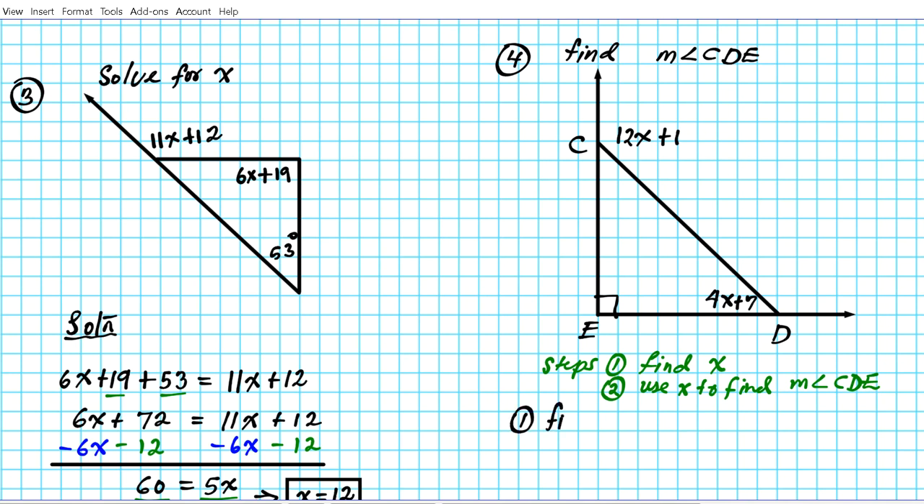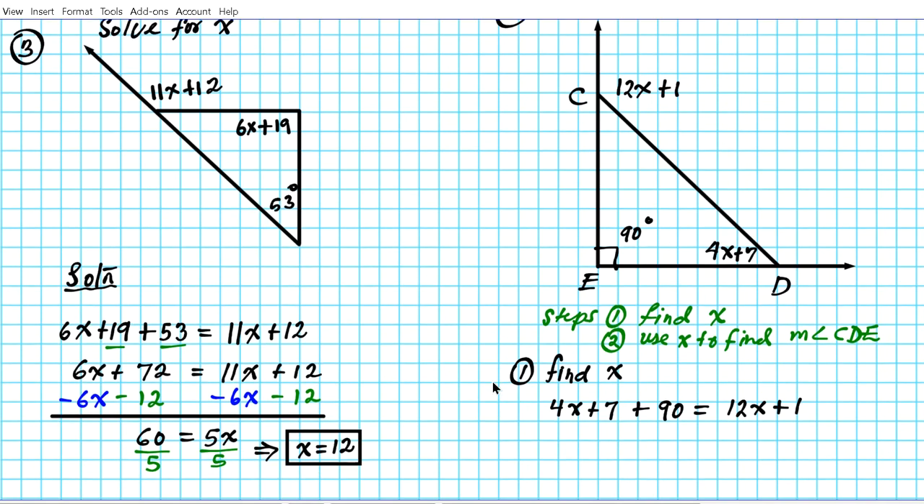Part 1, we want to find x just like what we did in number 3. All right? So we're going to use the exterior angle theorem to set up our equation. So the sum of these two angles here, the interior opposite angles, is equal to the exterior angle. So this angle that's here is 90 degrees, alrighty? So we have 4x plus 7. That angle plus the other interior opposite angle, 90, is equal to 12x plus 1.